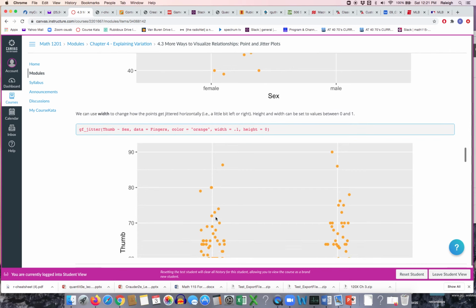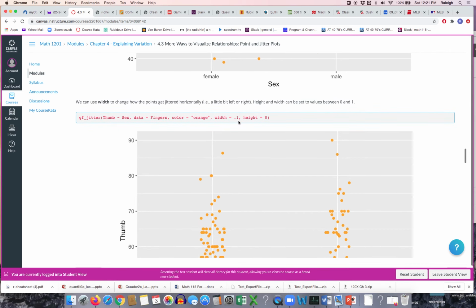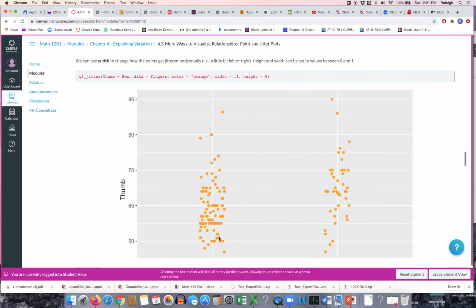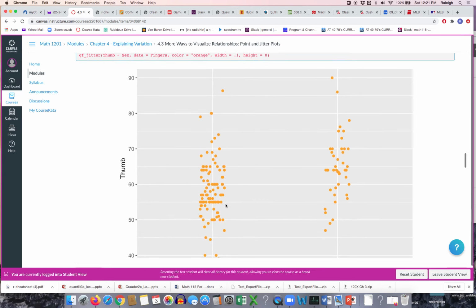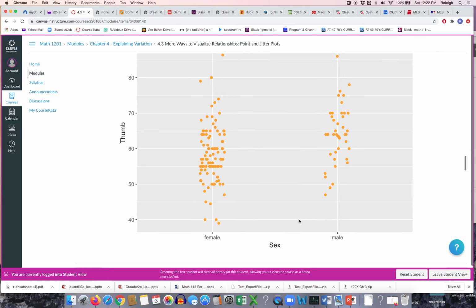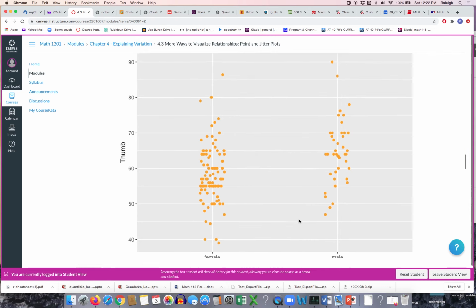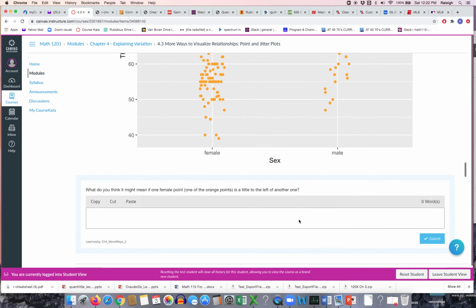So here we can tighten it up a bit. The width now being 0.1 just shrinks the jitterishness. But the thing is, at 55, a lot of them are clumped together here. So maybe this wasn't a good choice, but personally I don't mind this. It's a little bit easier to look at, in my personal opinion. But anyway, that's the idea for that.